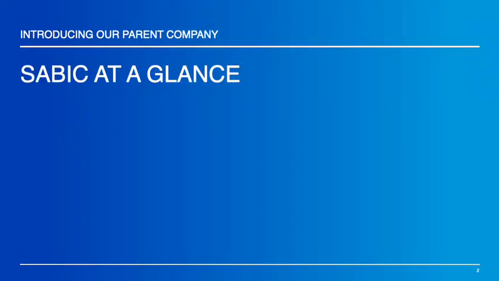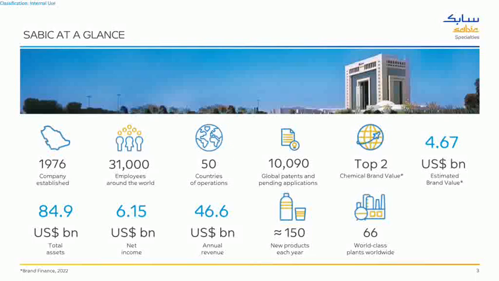So, I want to introduce my parent company, SABIC. SABIC was established in 1976 with about 31,000 employees, 50 countries of operations, and the revenue is about 46.6 billion according to 2022 Brand Finance, and it has about 66 world-class plants worldwide, and is one of the top two chemical brands today.